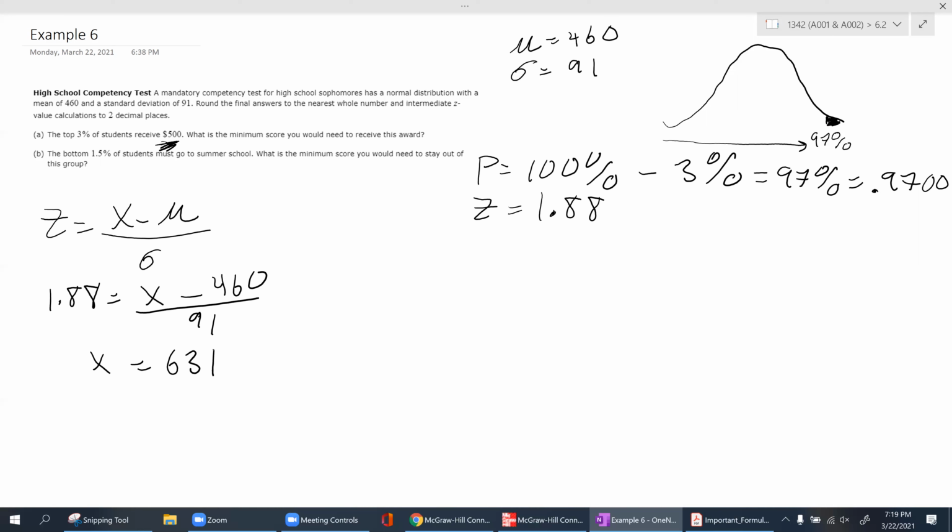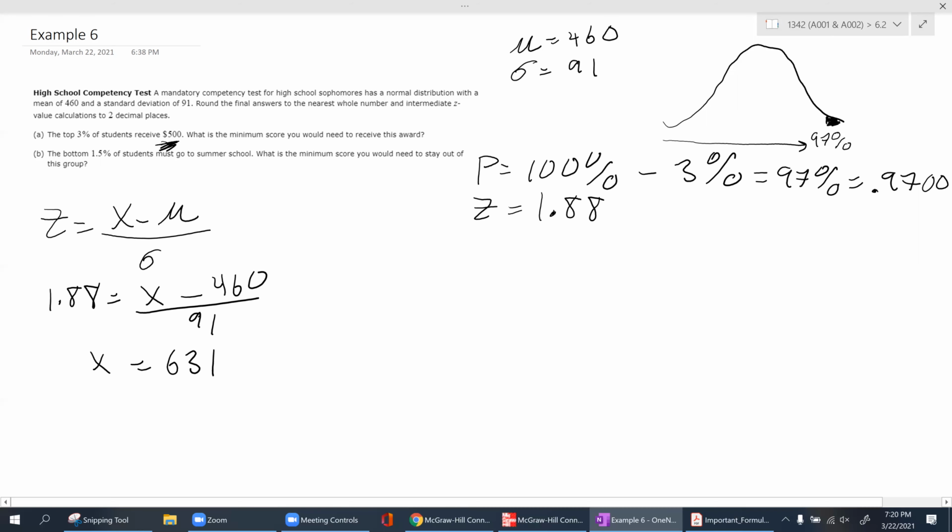It has to be a pretty high score, and it's going to be higher than normal because my average score is just 460. So that's a pretty high score. If that's at least what you need, that's a really high score, all right?